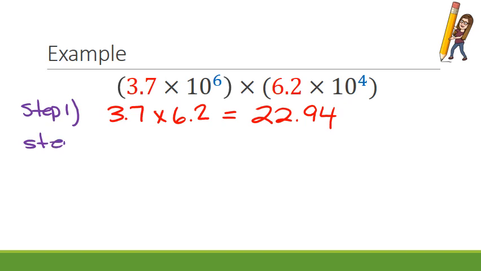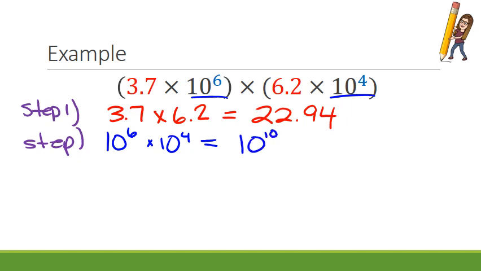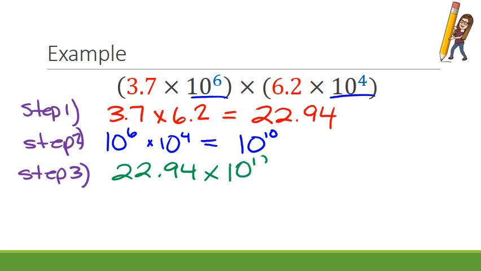Step 2. We need to multiply the second piece of our scientific notation. If I have 10 to the 6th times 10 to the 4th, I add the exponents, and I arrive at 10 to the 10th. Step 3, if I put those two steps together, I currently have 22.94 times 10 to the 10th.